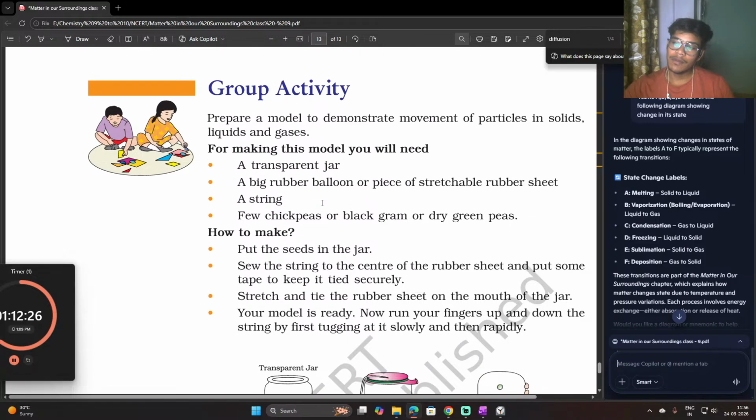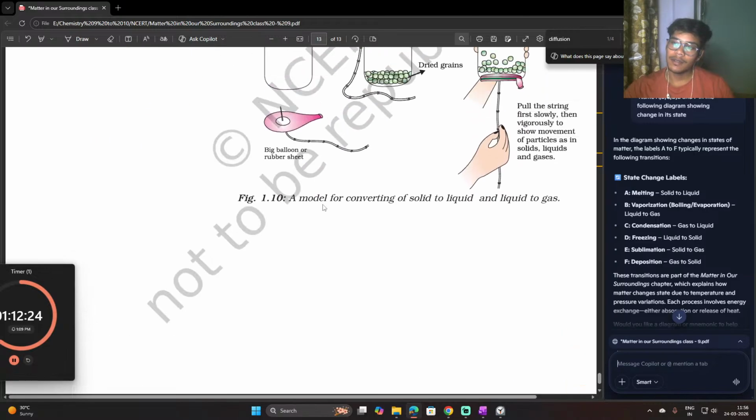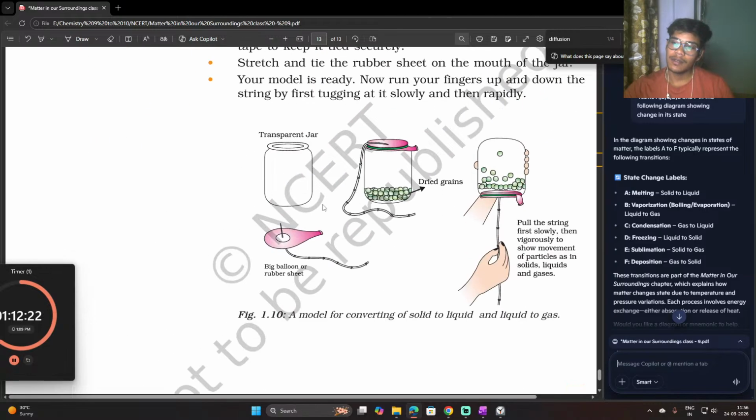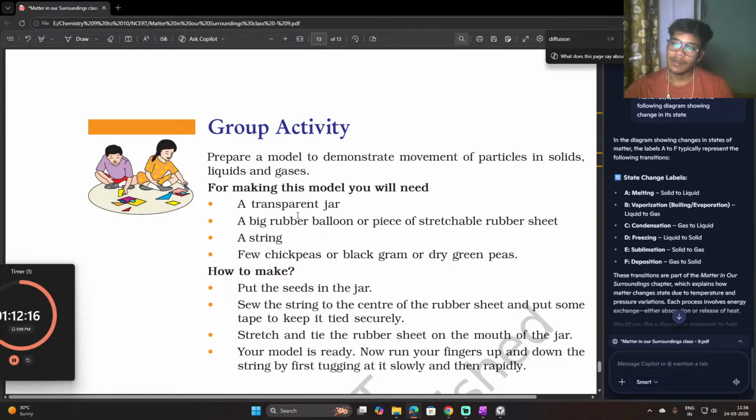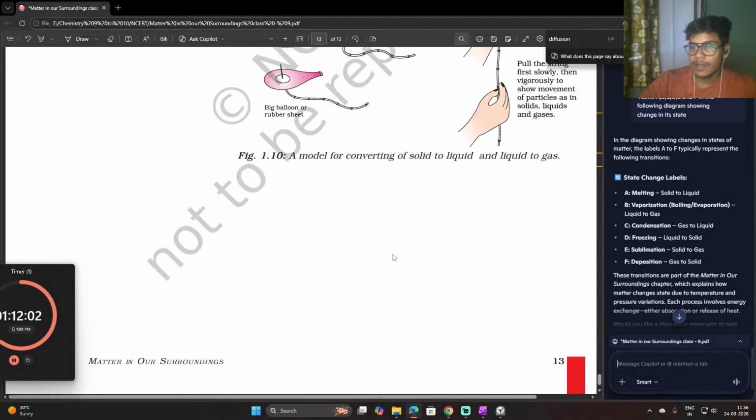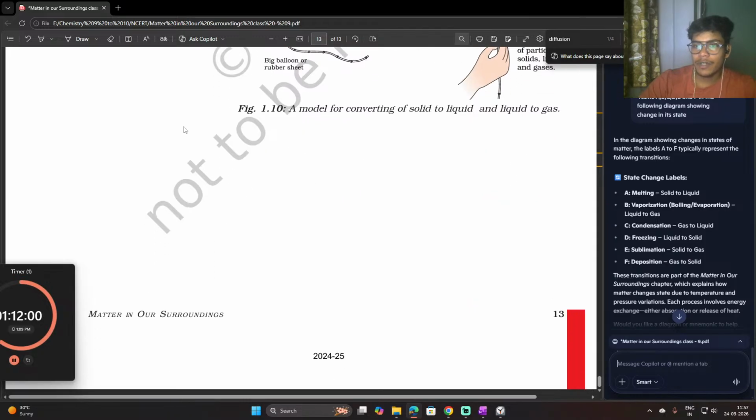So group activity, what is this activity? Dried grains, stretchable rubber sheet, string, few chickpeas or black gram, dry green peas. So let's move on to the next chapter.